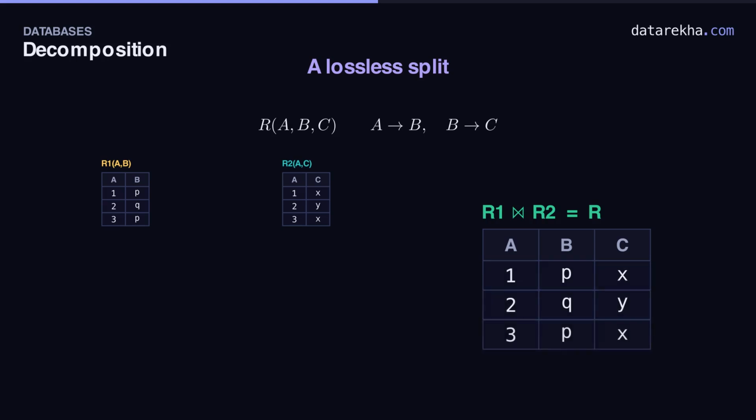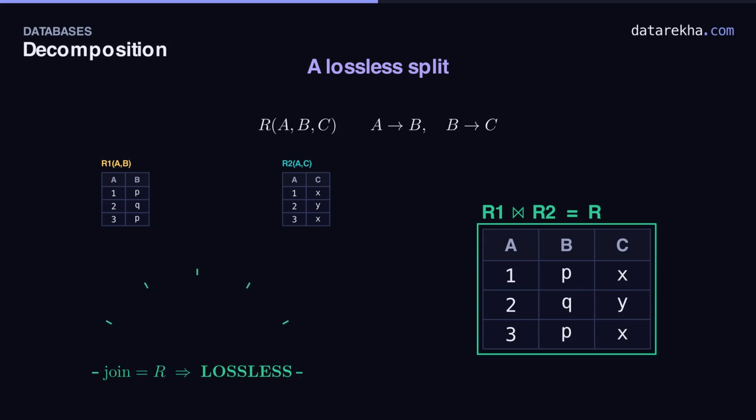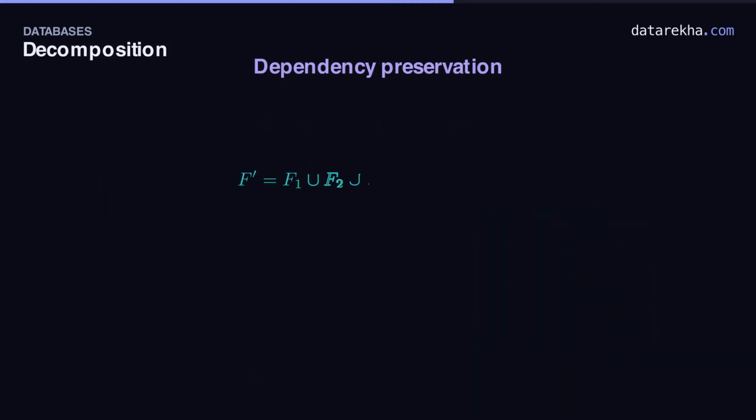Roll 3 gives 3 P X. 3 rows in, 3 rows out, and every single one was already in R. No rows lost, no phantoms gained. The rejoin equals R exactly. That is what lossless means. And the shared column being a key is precisely what guarantees it. On to the second property.